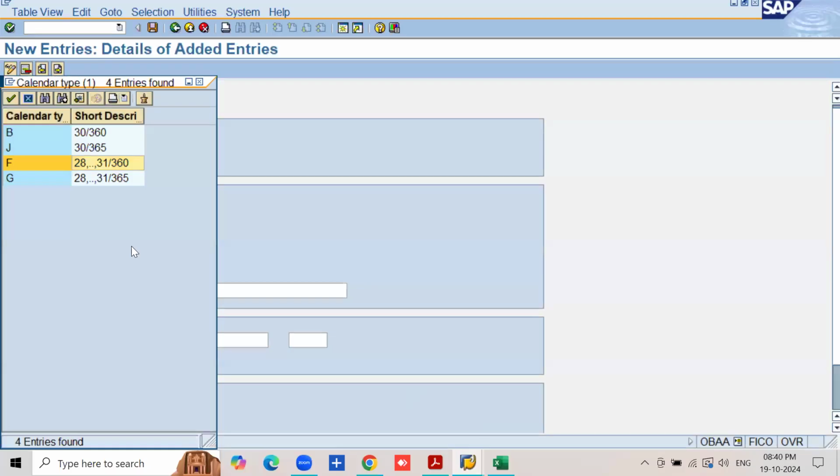Then you have the fourth one, Gregorian calendar. Actually, the name of the calendar that we use in our daily life is called Gregorian calendar. This calendar was invented by John F. Gregory, so on his name it is represented as Gregorian calendar. Here, 28, 28, 31 divided by 365 means the system will consider the actual number of days in a month as the basis for the month and 365 days as the basis for the year.